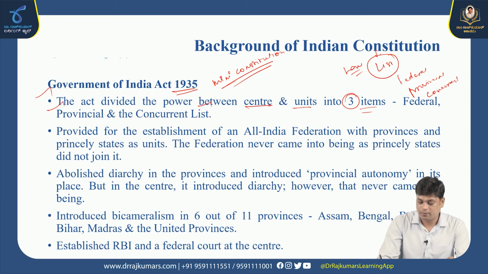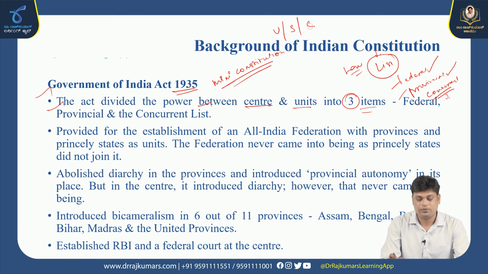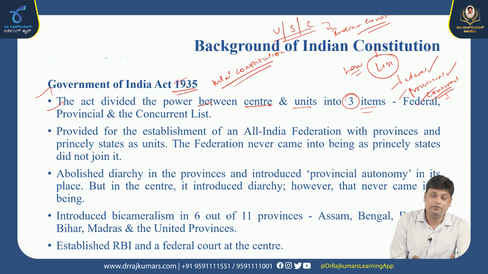concurrent list. If central wants to make any law, they can pick the subject from federal. And if the state wants to make any law, they can pick it from the provincial. If both want to, common law framing, that comes under your concurrent list. Even right now, union, state and concurrent list we have in our Indian constitution. Based on that only, the parliament is framing laws as well as the state government is framing their laws. Combination of both, that comes under your concurrent list, which was introduced in the year of 1935.